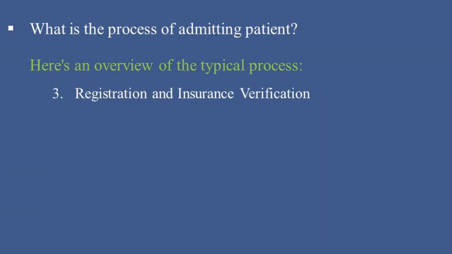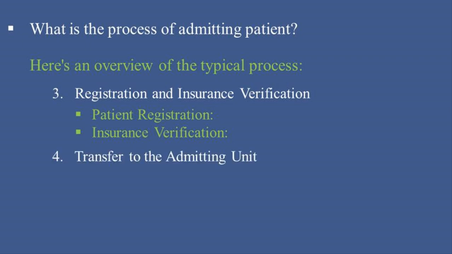3. Registration and insurance verification. Patient registration. The patient's information is entered into the hospital's registration system, which includes demographic details, contact information, and insurance details. This step ensures that the patient is properly registered for their hospital stay. Insurance verification. The hospital's billing or admissions department verifies the patient's insurance coverage to ensure that the admission is authorized and that the necessary documentation is in place for billing purposes.